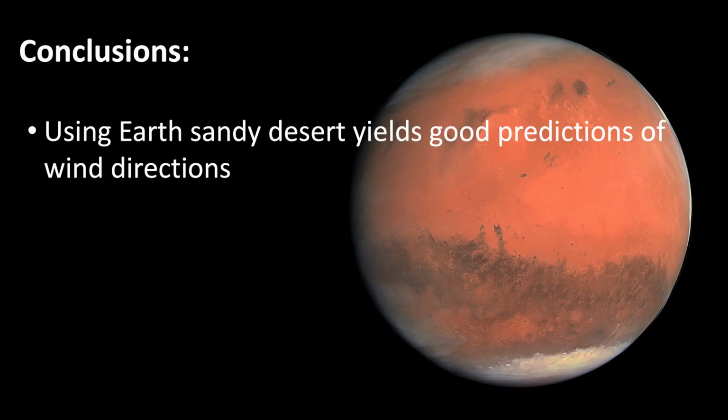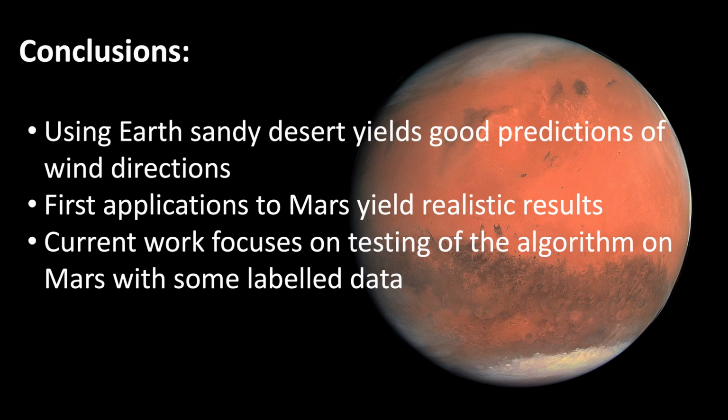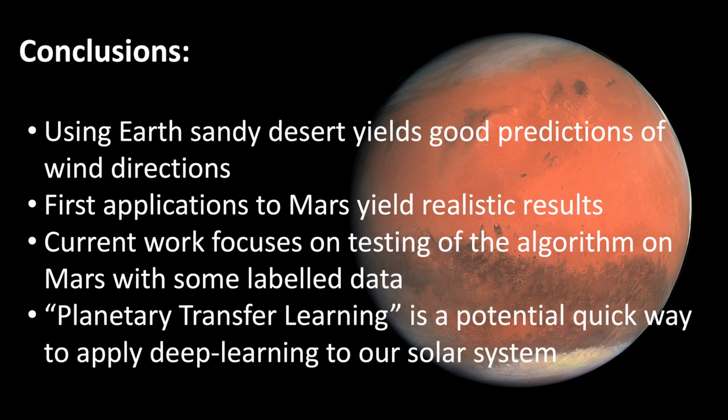So in conclusions, using Earth's sandy deserts yield good predictions of wind direction. It definitely works on Earth. Our first applications to Mars, and I must say these are the early results, yield realistic wind directions. But we do need to test our algorithm a bit more on Mars, because we are, of course, making assumptions that what we train on one type of satellite on Earth, Sentinel-2, is also usable on the Mars CTX orbiter. And so that means that we need some label data to make sure that we are actually predicting the right thing. So stay tuned. This is still work in progress.